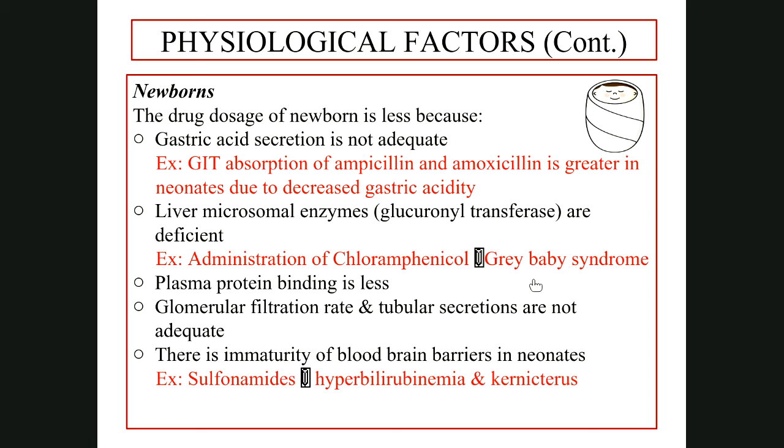Blood-brain barrier. If sulfonamides are given, sulfonamides are a category of antibiotics, then it might lead to the development of jaundice, hyperbilirubinemia, or kernicterus. That means some damage to the brain and liver.